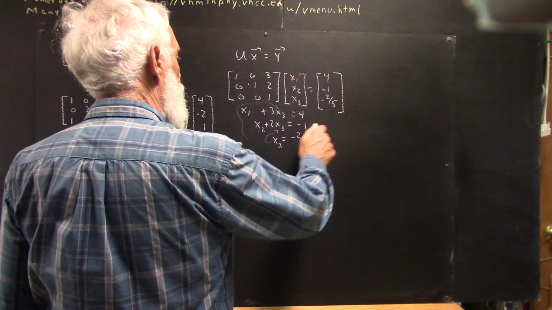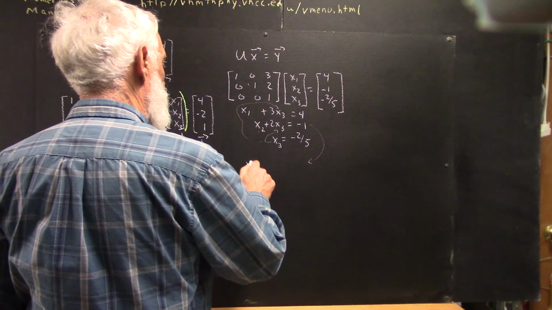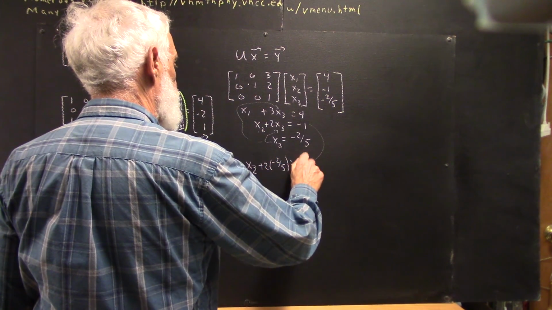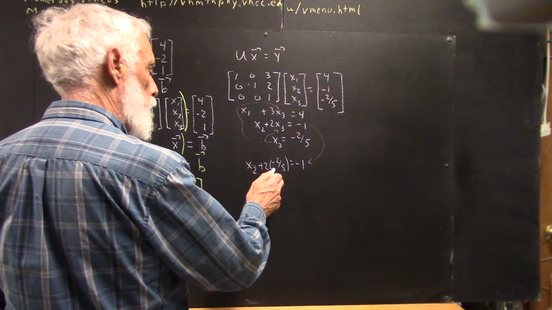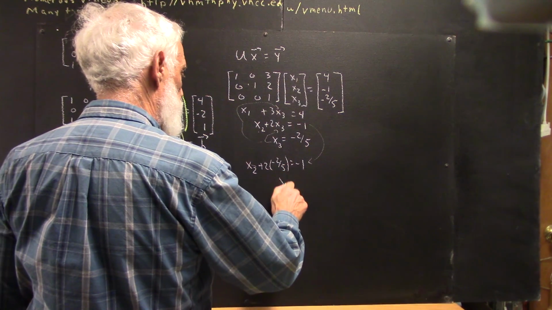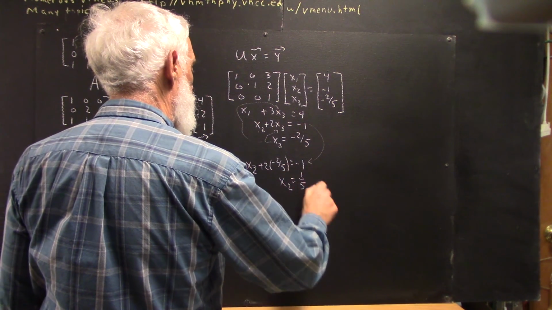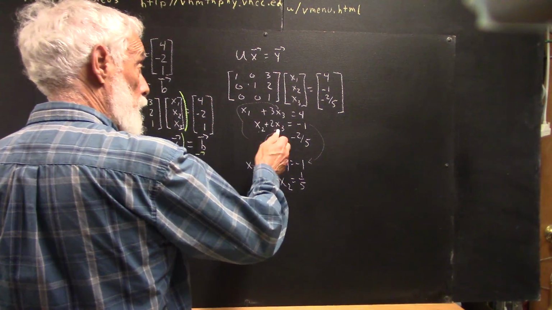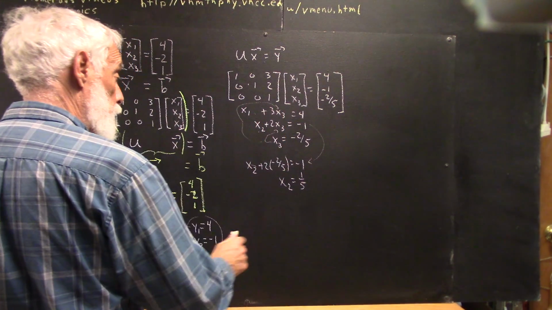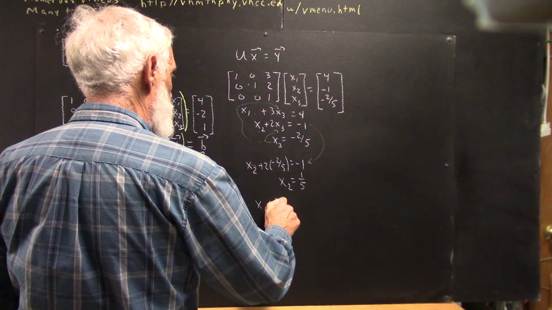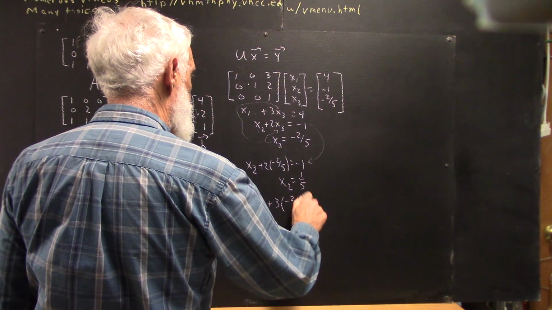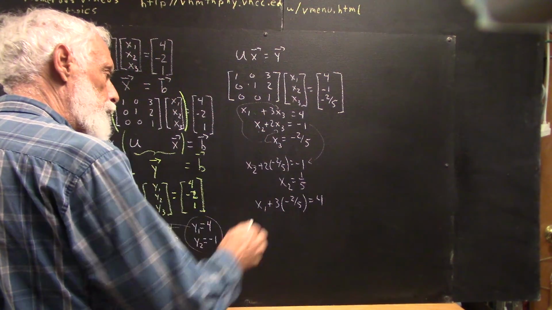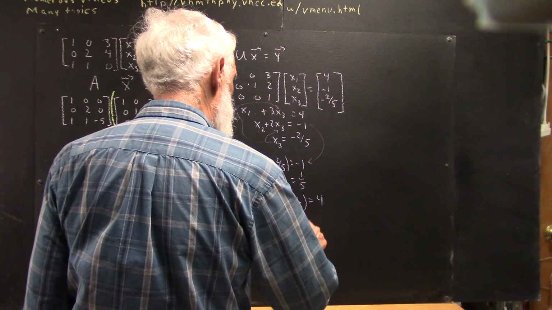So there's x3. This equation gives us x2 plus 2 times negative 2/5 equals negative 1. Well, that's negative 4/5. We're going to add 4/5 to both sides, so we get x2 equals 1/5. Now, substituting x3 and, if necessary, x2 into the first equation, but we don't need the x2, we get x1 plus 3 times negative 2/5 equals 4. Well, that's negative 6/5. 4 is 20/5, so we're going to have 14/5.